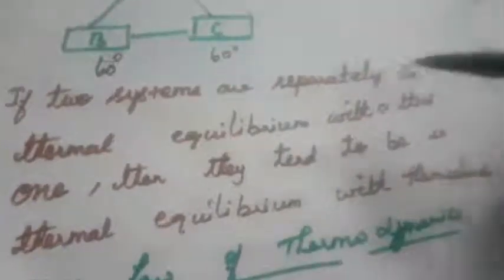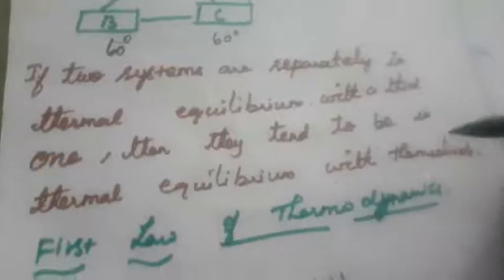So that is the zeroth law. If two systems are separately in thermal equilibrium with a third one, then they tend to be in thermal equilibrium with themselves. This is the zeroth law, a very important law.